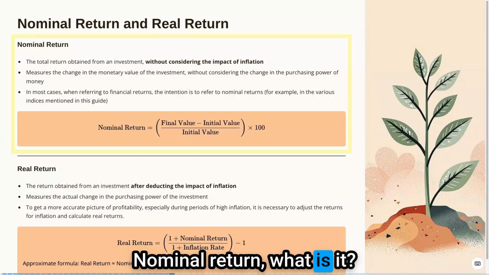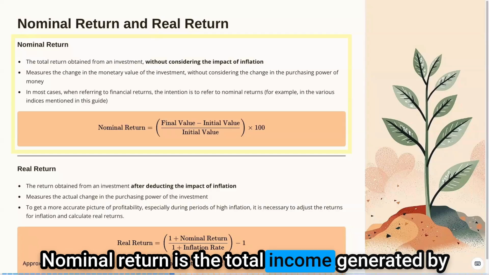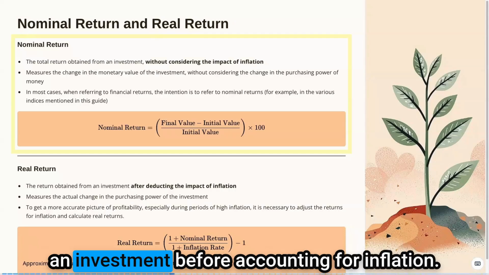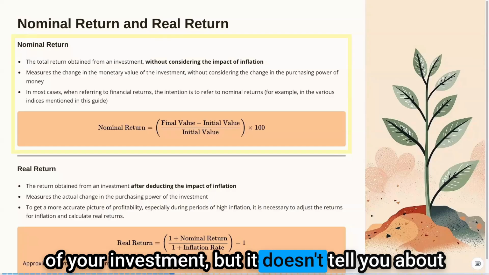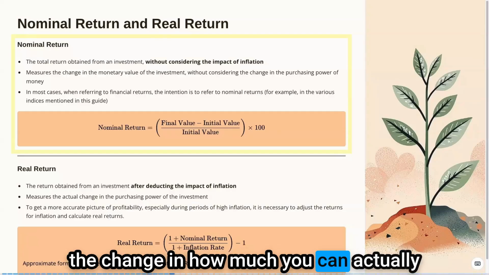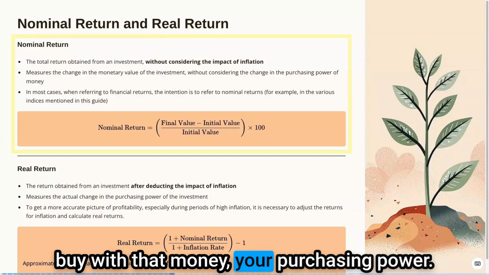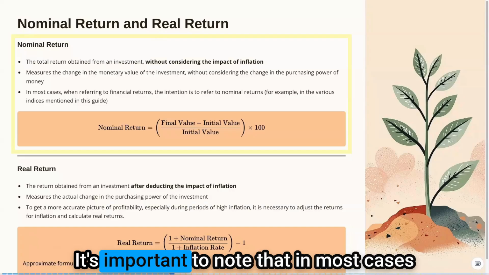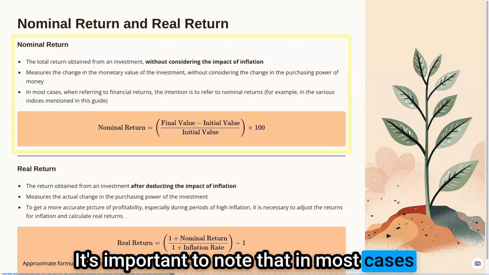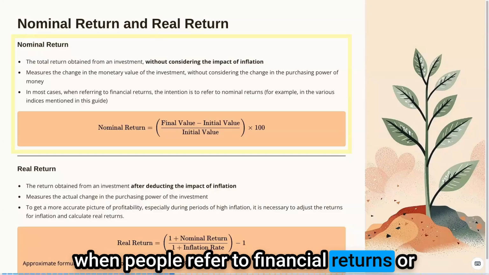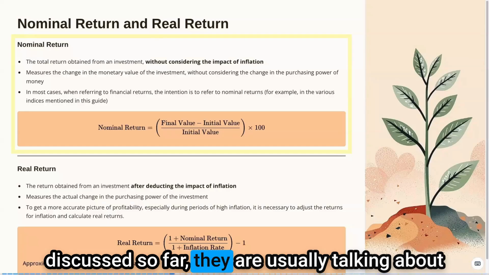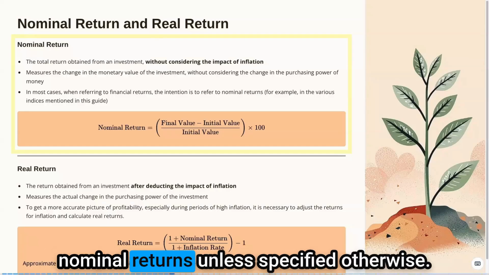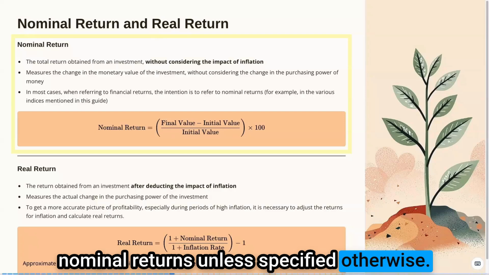Nominal return. What is it? Nominal return is the total income generated by an investment before accounting for inflation. It measures the change in the monetary value of your investment, but it doesn't tell you about the change in how much you can actually buy with that money, your purchasing power. It's important to note that in most cases, when people refer to financial returns or yields, like in the various metrics we've discussed so far, they are usually talking about nominal returns unless specified otherwise.